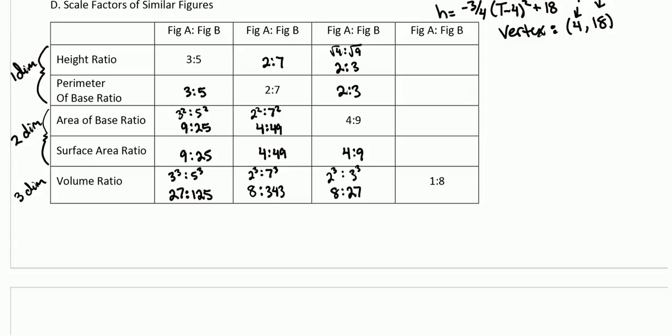In the last column, we have the three-dimensional ratio 1 to 8. And you're going to want to go first from three-dimensional back to one-dimensional by taking the cube root of 1 and the cube root of 8, which is 1 to 2. That's your one-dimensional ratio. And then square that to get the two-dimensional. So we get 1 to 4 for our two-dimensional ratios.